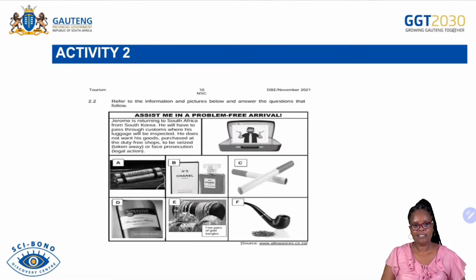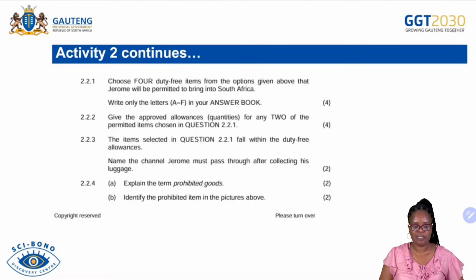Okay, Lena, I'm sure you have selected what you're supposed to do. Then back to the question. Let's go to question 2.2.2. It says give the approved allowances, which are the quantities, for any 2 of the permitted items chosen in question 2.2.1. I will be with you through this.